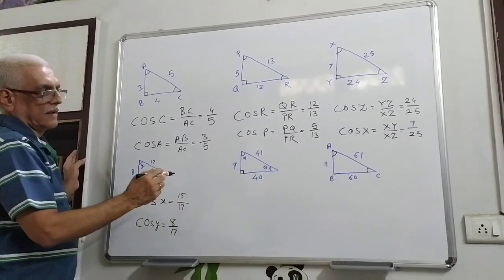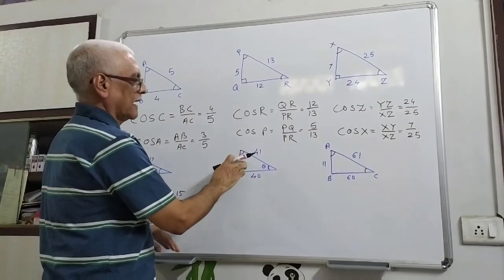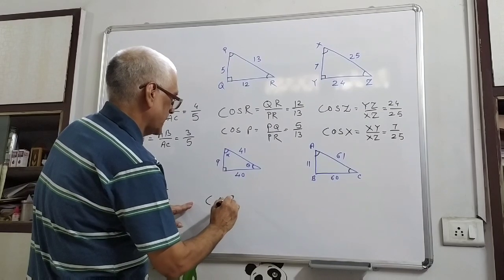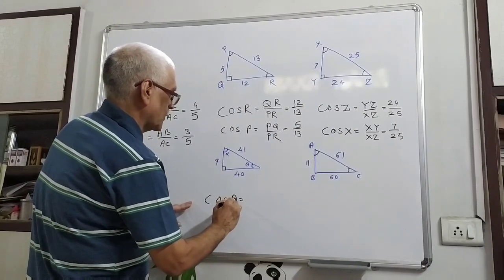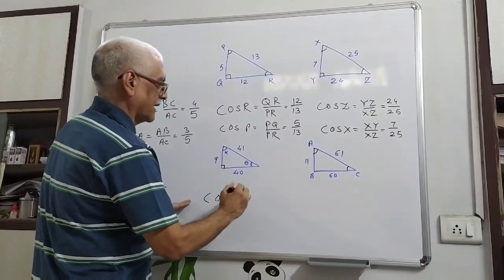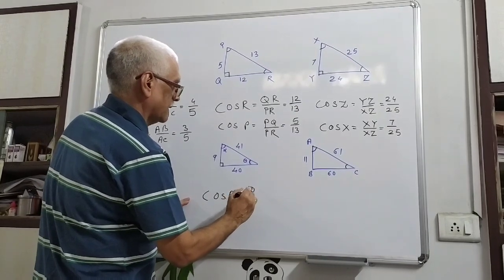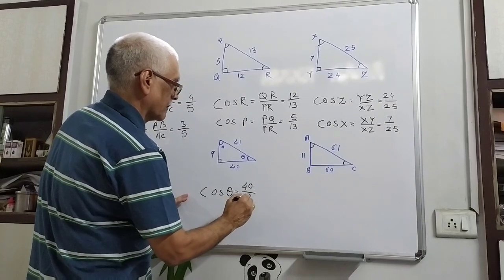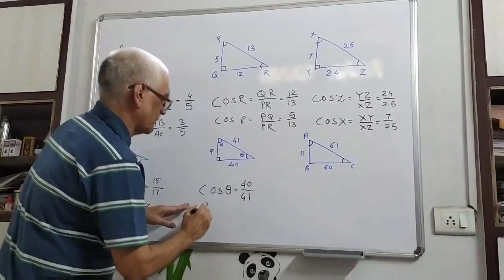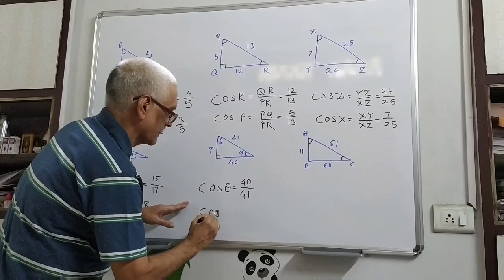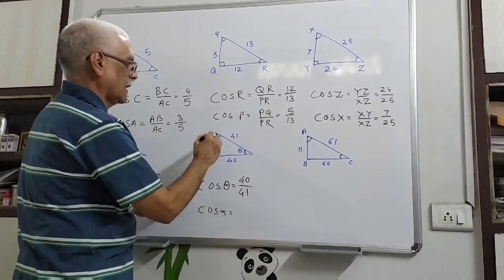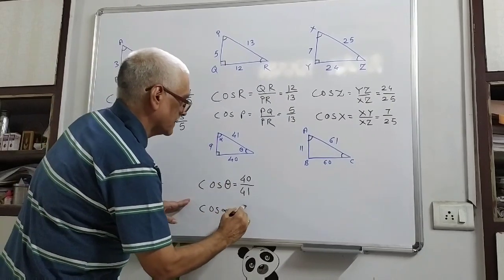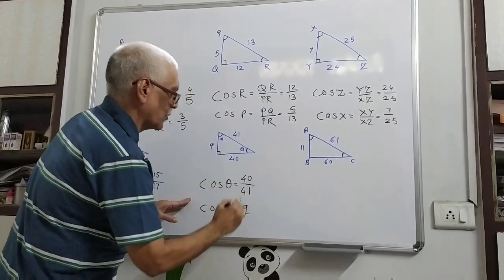In this triangle, the angles are denoted by the Greek letters alpha and theta. If we want cos of theta, the length of the side adjacent to theta, that is this side, is 40, upon the hypotenuse, that is 41. And if we want cos of alpha, then this is equal to, the side adjacent to alpha is this, 9. The length of the side is 9 and the length of the hypotenuse is 41.